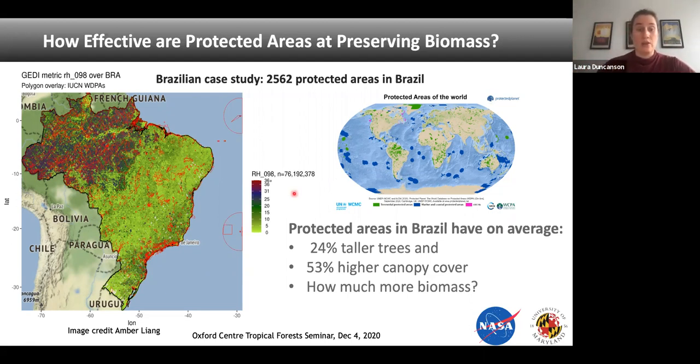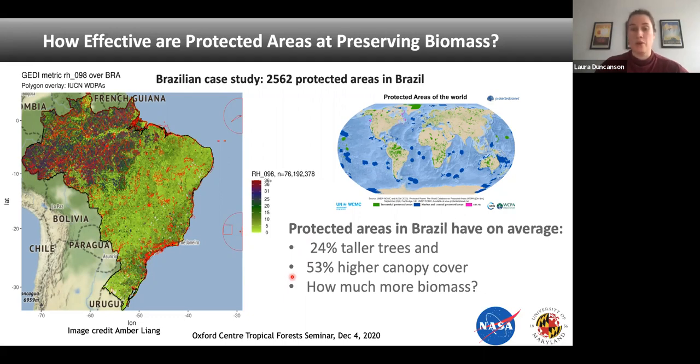And then we've done a comparison looking at all of the GEDI data within protected areas compared to all the GEDI data in similar areas that just don't happen to be protected. And we found that the existence of protected areas, just the fact that you are in a protected area, the forests are 24% taller in terms of GEDI waveform observations, and with a whopping 53% higher canopy cover. So there really does seem to be a structural signal, at least in this Brazilian case study, and we are currently extending this to biomass as well. So the idea here is how much extra carbon is being stored just because of the existence of protected areas.